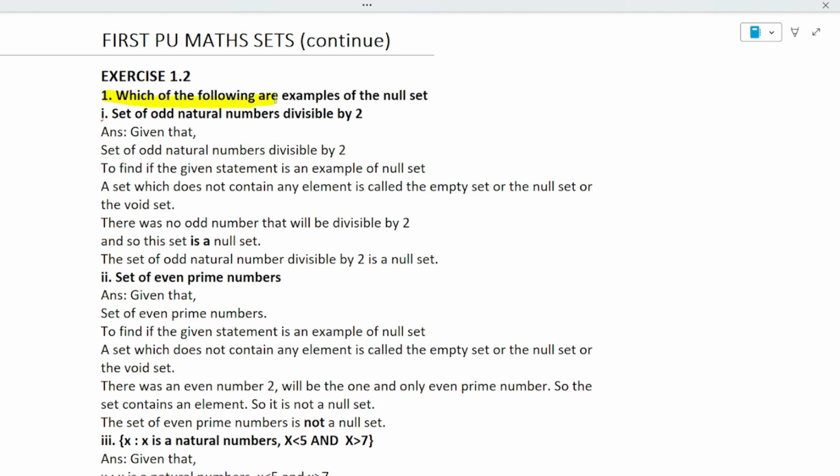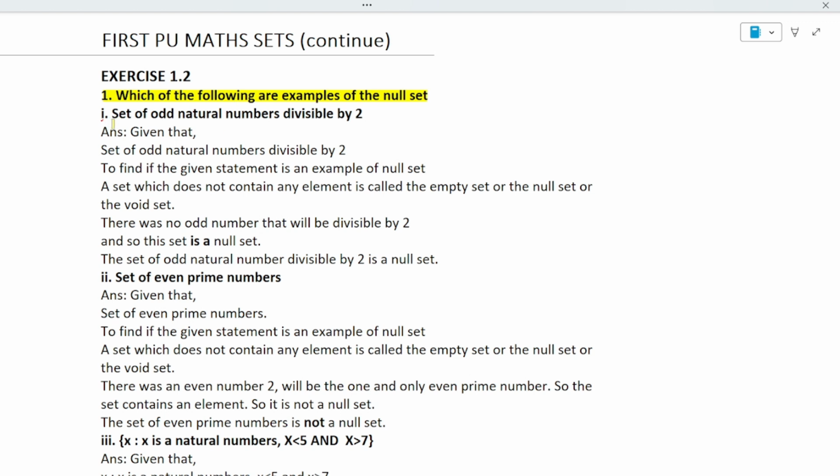First question is, which of the following are examples of null set? Now let's see what is the meaning of null set. Null set is the set, as the name itself suggests, null means zero. That means in the set nothing should be present; no element should be present in a particular set.